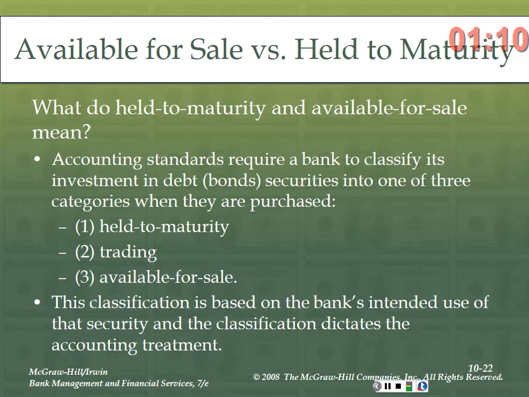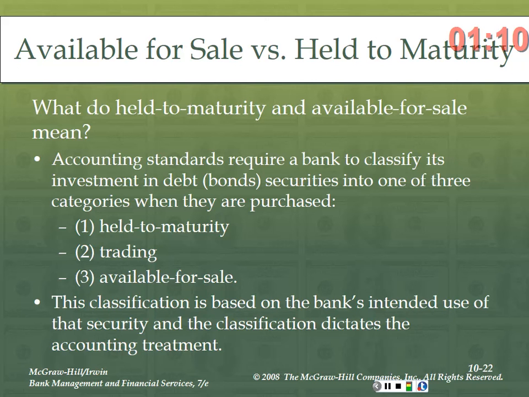And so when we take a look at these next couple of slides, we'll be able to see exactly what the difference is in treatment. These accounting standards require a bank to classify these investments when they purchase them. Okay, so that's the difficult part, because as soon as you buy a bond, you have to place it. Is it a held to maturity? Is it a trading account security? Is it an available for sale bond?